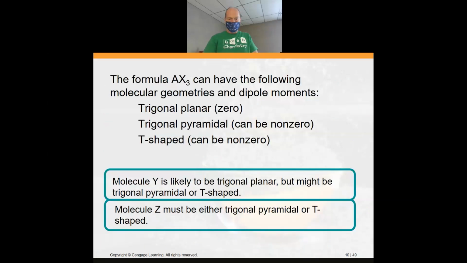All right, so trigonal pyramidal, T-shape. Y is likely to be trigonal planar, but might be trigonal pyramidal or T-shape. Trigonal planar is the only one where the dipole moment is zero, and I'm not sure what their answer down here is. The only one that can be zero is trigonal planar. Trigonal pyramidal, always non-zero. T-shape, always non-zero. I don't know what this one can be, but it's always non-zero. It can be small, but it is not zero.